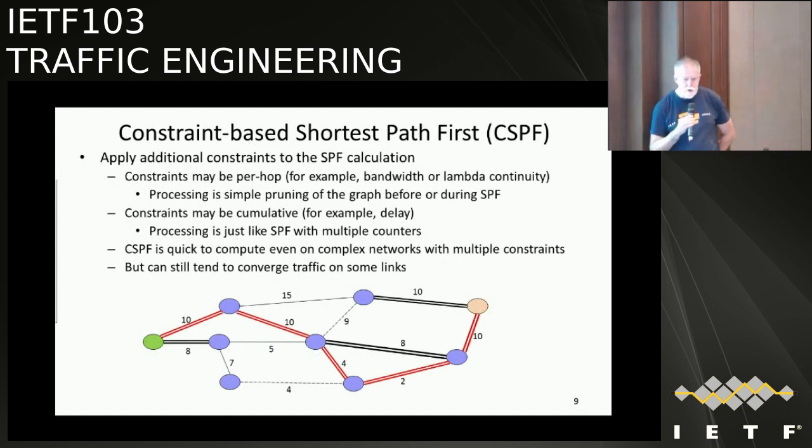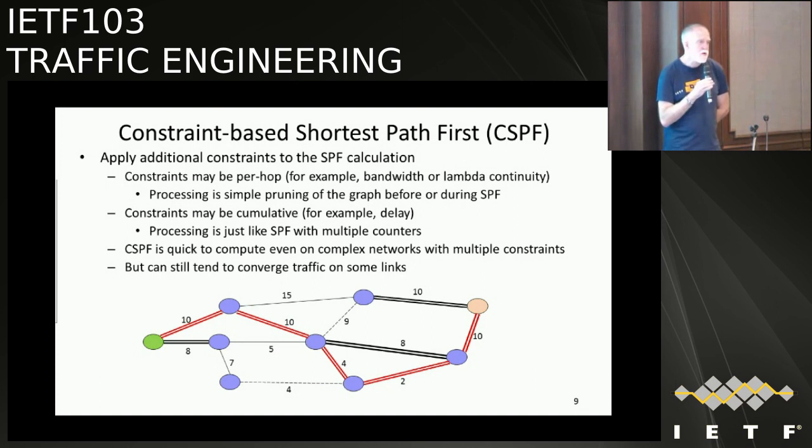Along comes constraint-based shortest path first. And all this is doing is saying, not only am I interested in the cost of links, but I'm interested in additional qualities of those links. And it may be things like bandwidth availability. That's the most common one.